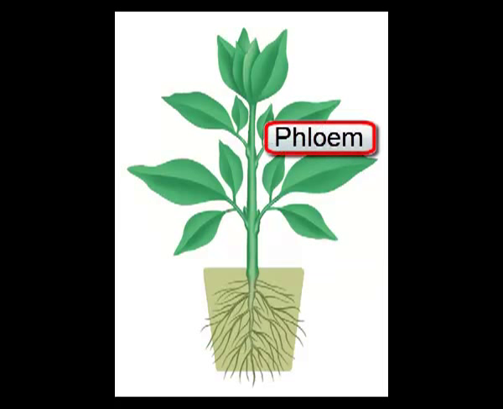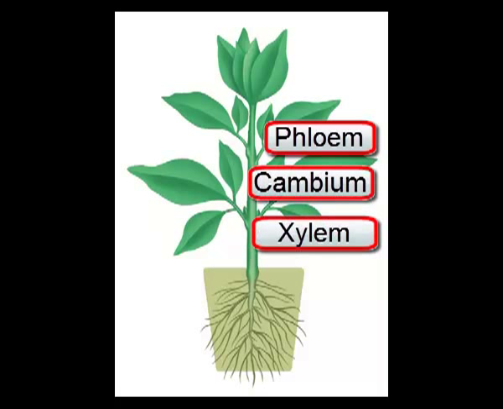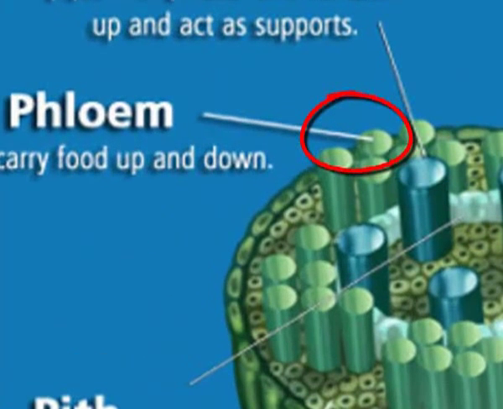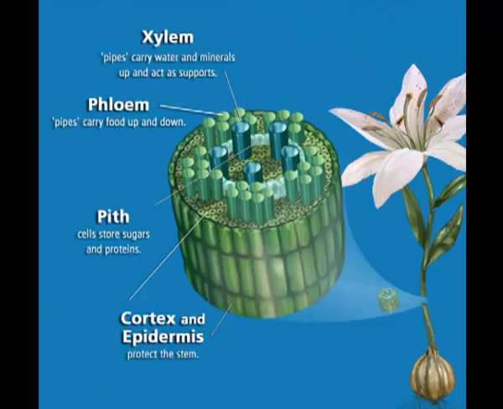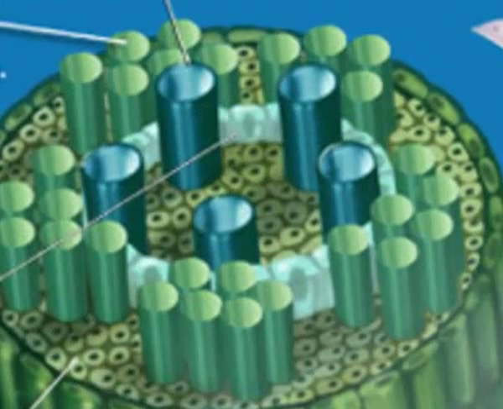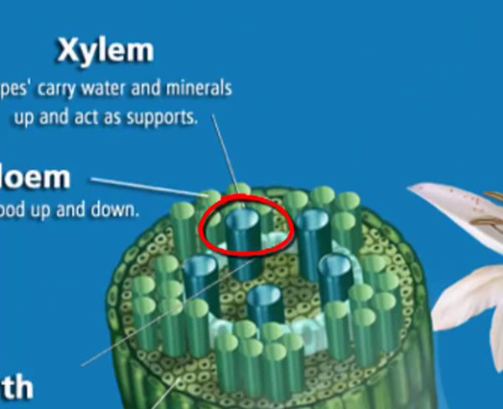The phloem, cambium, and xylem are parts of a stem. The phloem is the living tissue that carries organic nutrients to all parts of the plant. The cambium is the layer of a plant that contains actively reproducing cells. And the xylem is the vascular tissue in plants that conducts water and dissolved nutrients from the root and stem.